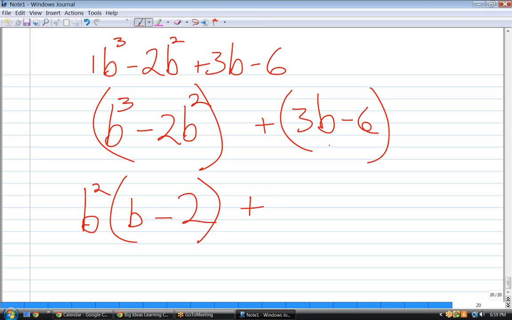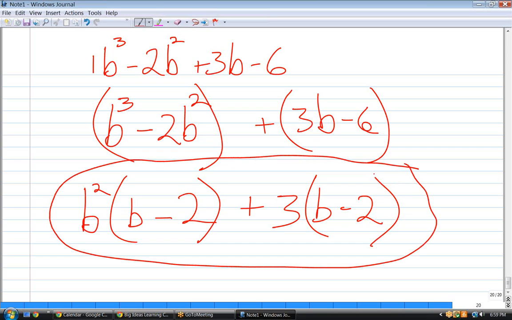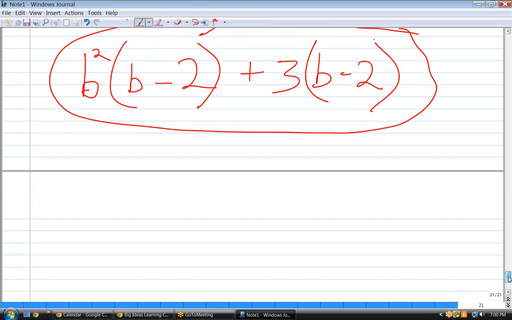What can I factor out of this? Just 3. I can't do a 3b because b doesn't divide into 6. And I can only factor something that divides evenly into both terms. Well, 3 is the only thing that divides evenly into both terms. Now look what we have. You've probably never seen this done before. That's what makes it kind of strange and yet interesting also.